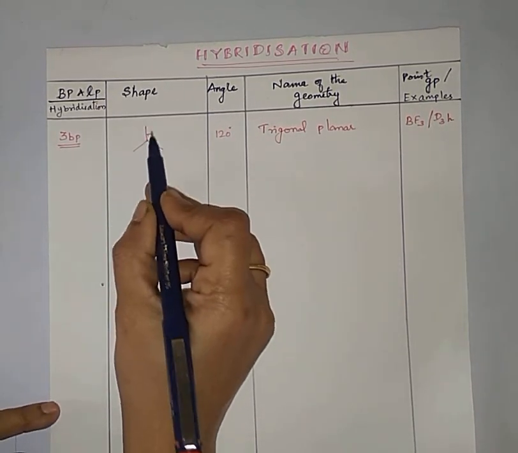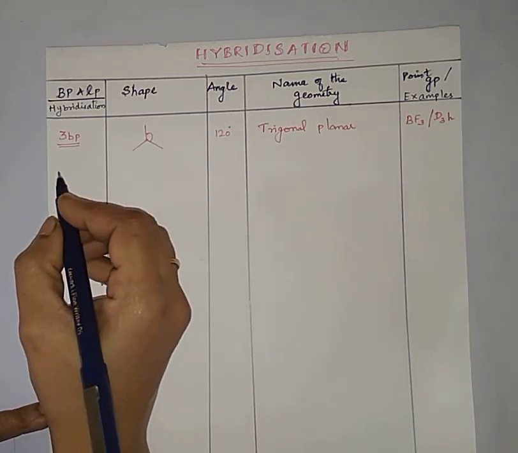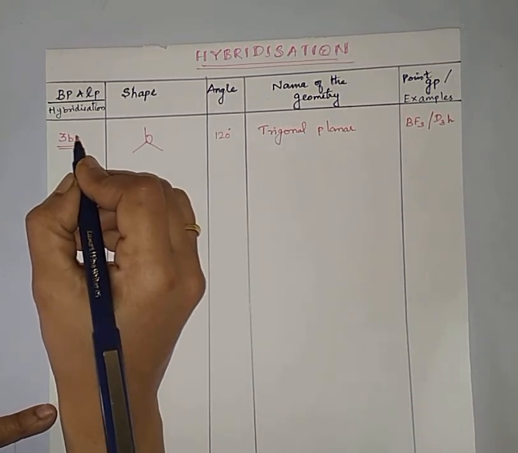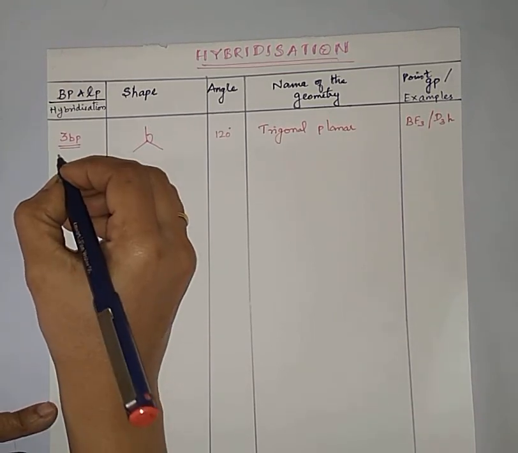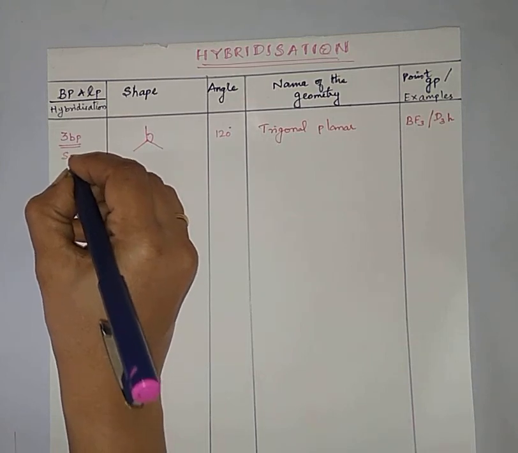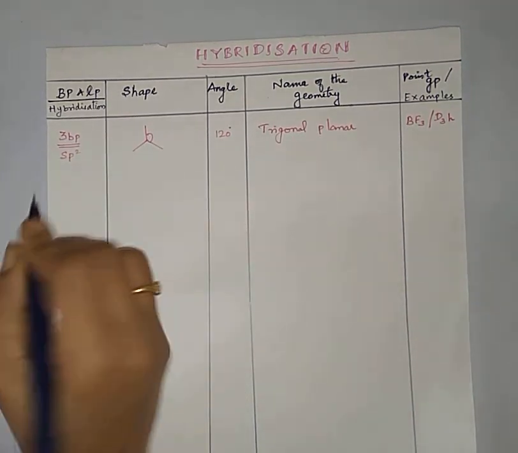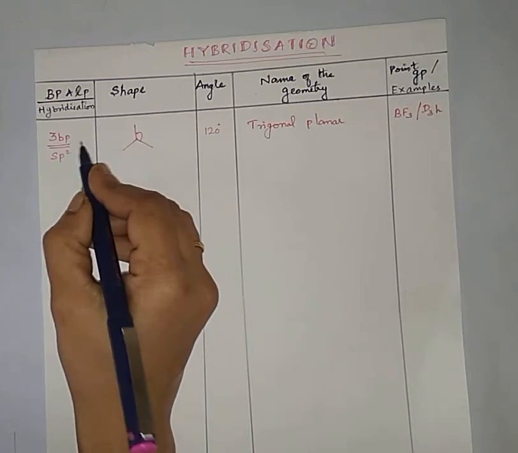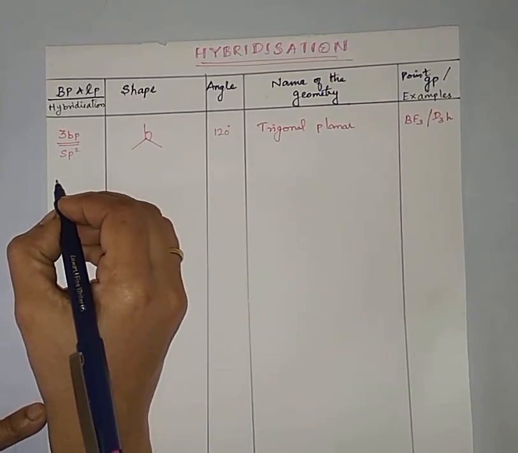In that, one will be the lone pair, so what is the hybridization? If it is 3 bond pairs, what is the hybridization? Hybridization is sp2 hybridization. sp2, 1 2 3. Okay, sp2 hybridization. If instead of 3, one is a lone pair, what is that second one?